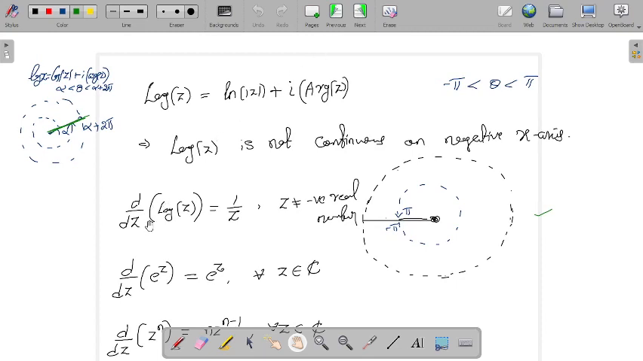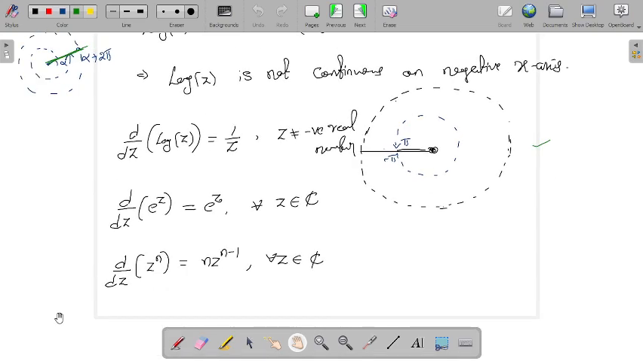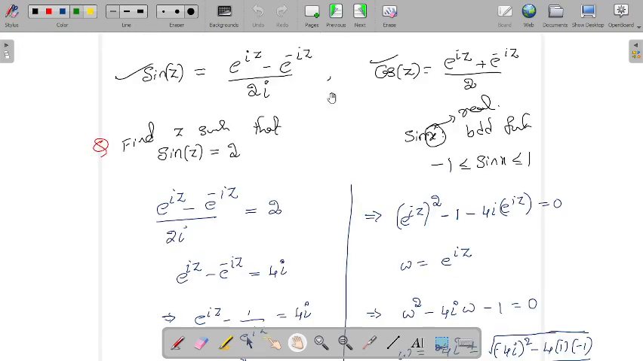So now here you can talk about the derivative of log z in this domain. Except on that line, everywhere else you can talk about its derivative. The derivative of log z is going to be 1 by z, and similarly we saw the derivatives of e power z and z power n. Then we defined sine z and cos z, the trigonometric functions.